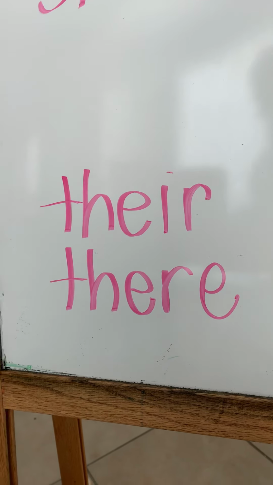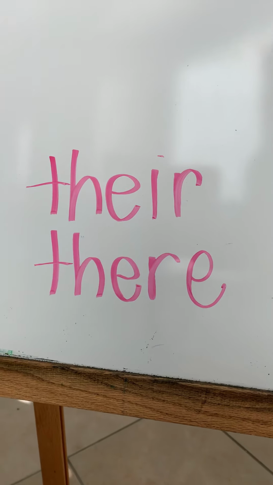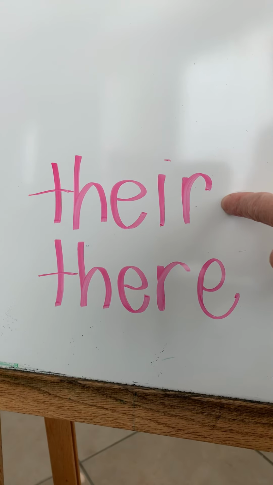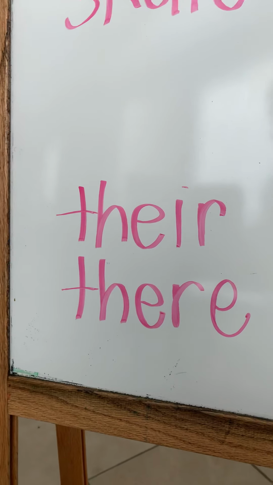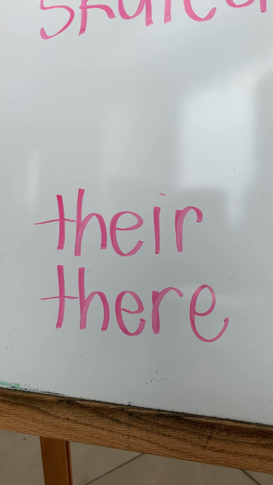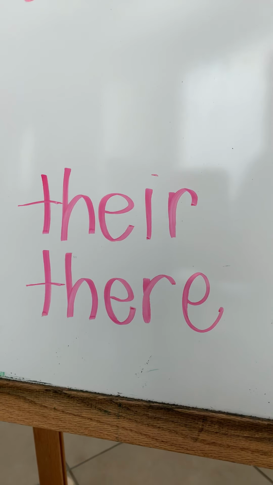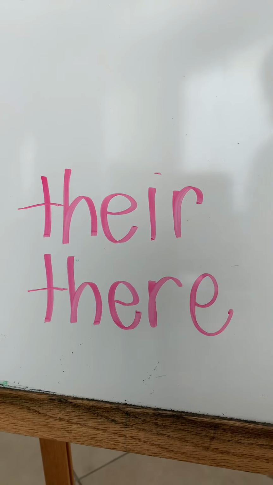So the first sentence I have is they have sold their car, okay? We would use this one because it's talking about a car that belongs to a group of people. It's their car, okay? The second sentence, I will put my coat over there. All right, we're going to use this one because it's a position word. It's a place. We're going to put our coat over there at the other side of the room. So this is who something might belong to, and this is a place, okay?